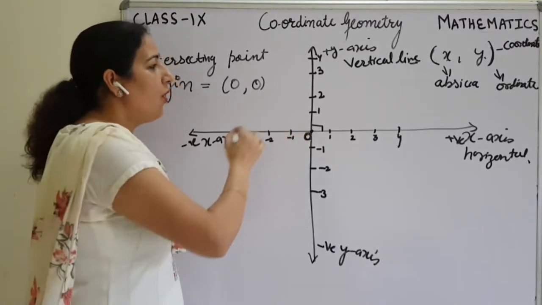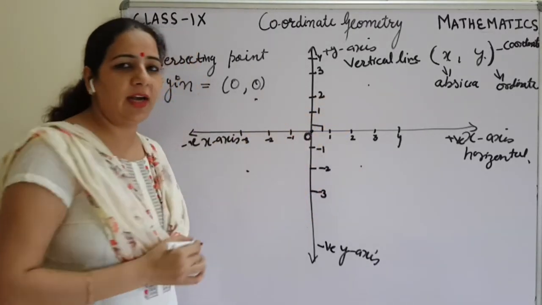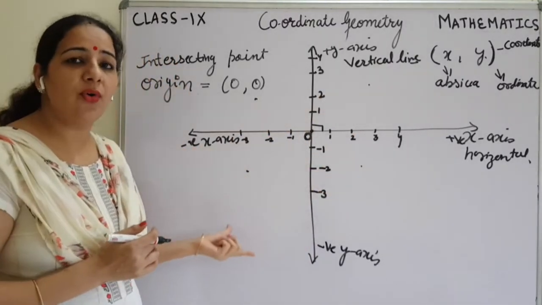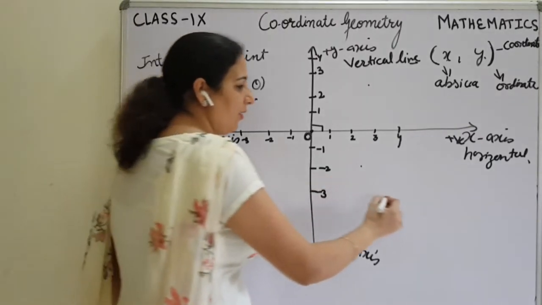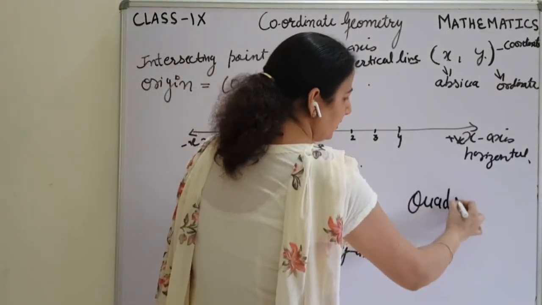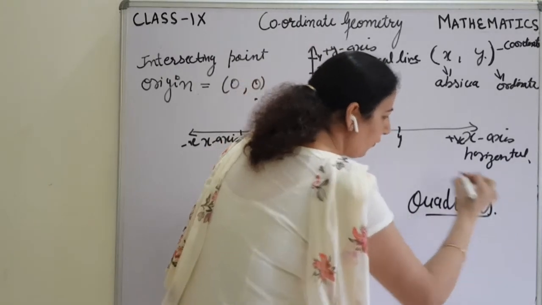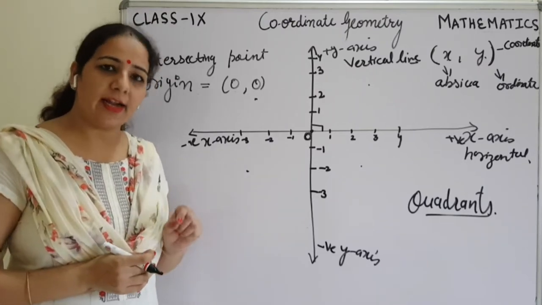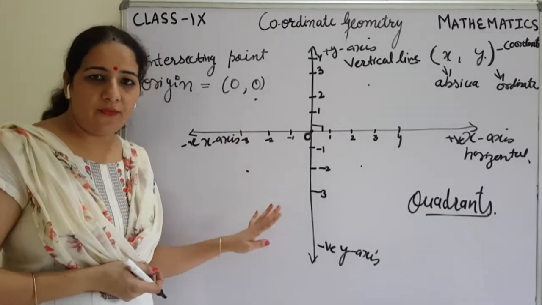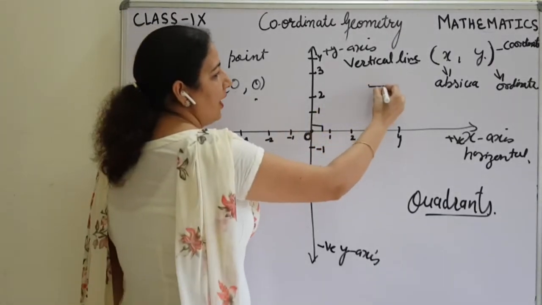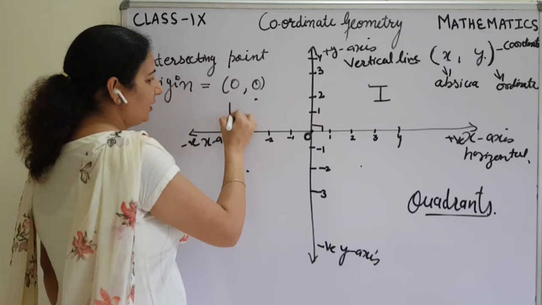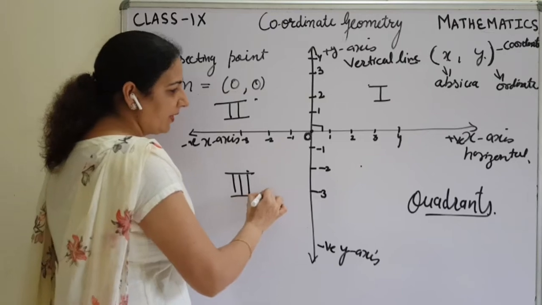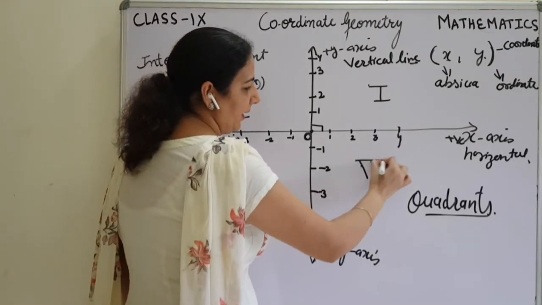The next point is, what about these boxes? What about these spaces? They are known as the quadrants. Now what is the meaning of quadrants? When two lines, x-axis and y-axis, intersect each other at 90 degrees, then four quadrants will form. This one is known as the first quadrant, this is the second quadrant, the next one is the third quadrant, and this one is the fourth quadrant.